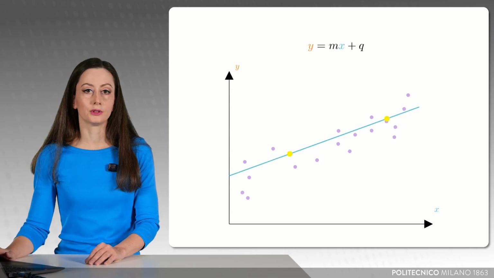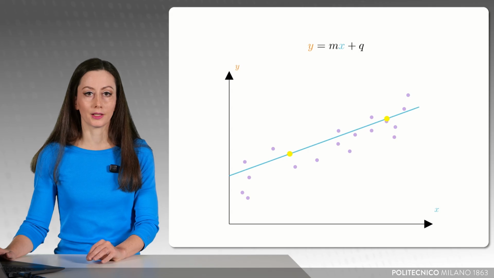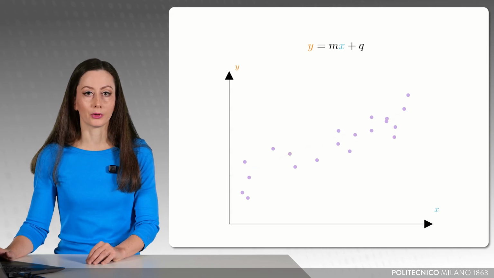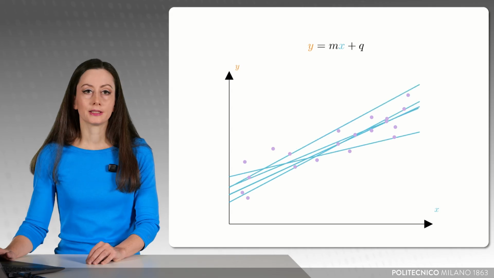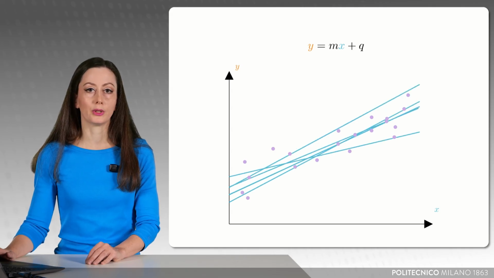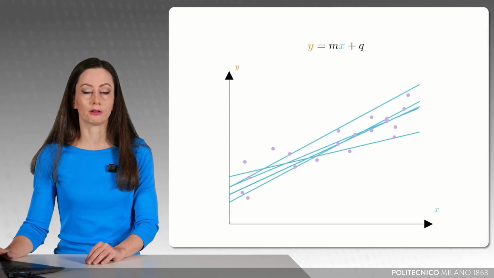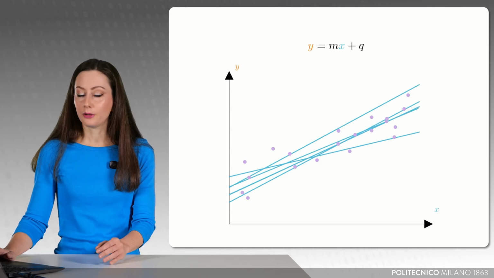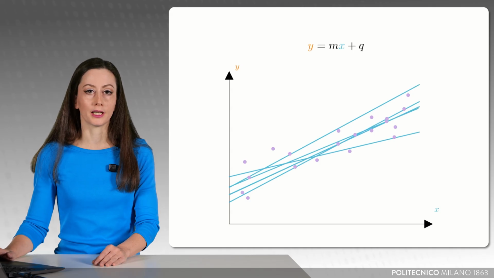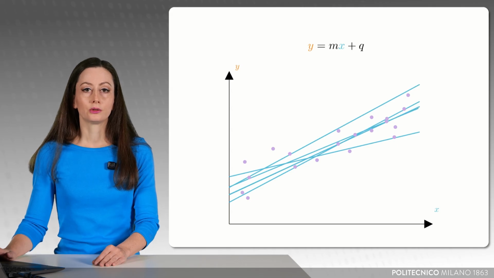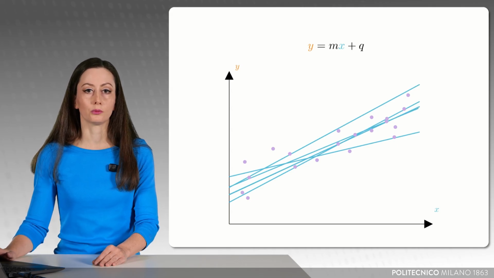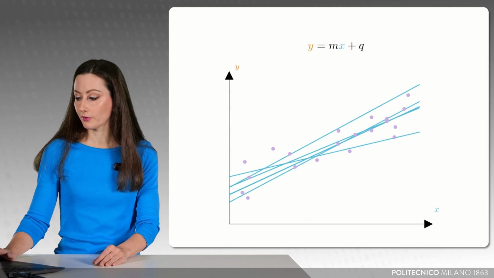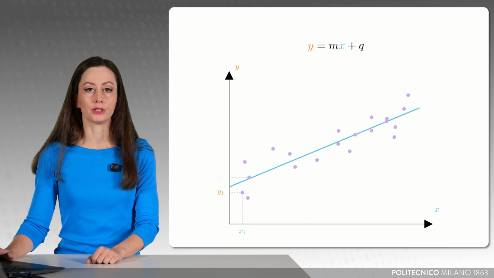We know that for two distinct points there is exactly one line that passes through them, but what happens if there are many points? Well, in this case, there are many lines that pass through pairs of points, but none of them perfectly represents all the points in our data set. So how can we choose the most representative line? Well, the idea is to associate to each line a score, and then we select the line with the lowest score. Let's see how we can compute this score.